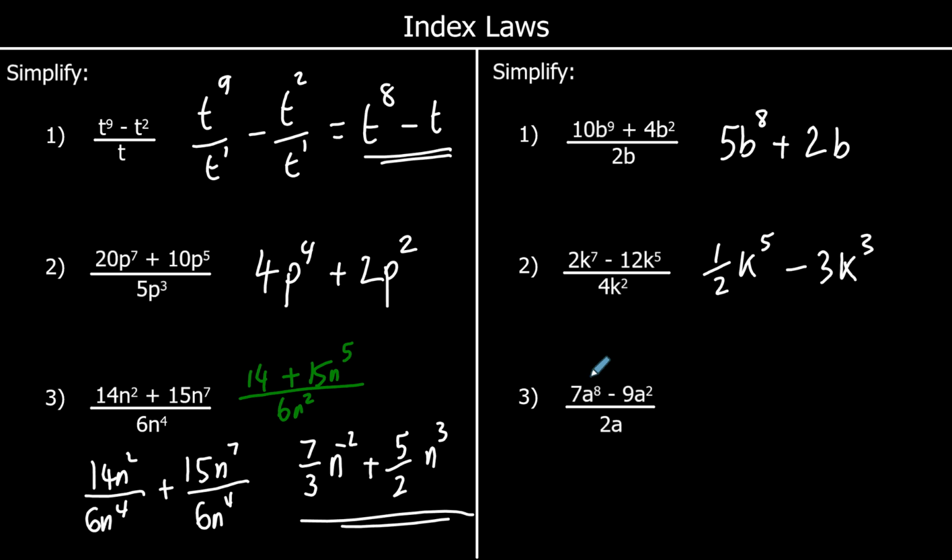7a to the power of 8 over 2a, I'll write as 7 over 2, a to the power of 7, minus 9 over 2. I'm just going to write as 9 over 2. a squared over a is just a. And again, with this one, we could have just divided everything by a and had 7a to the power of 7 minus 9a over 2. Either one of those would be a good answer.